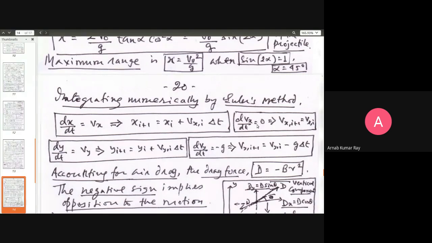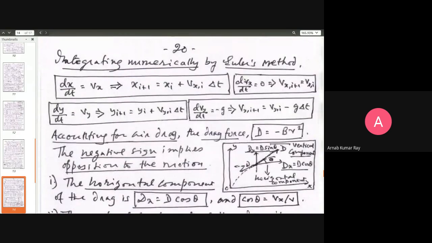dVx/dt is equal to 0 along the horizontal direction. If that is so, then your Euler prescription is a very simple one. Delta V is equal to 0 into delta t, isn't it so? 0 into delta t doesn't operate at all. Delta V is equal to 0. So basically, Vx(i+1) is equal to Vx(i). You have the ith value that is also equal to the (i+1)th value. This is a very simple prescription. What about the next thing? dVx/dt is equal to 0, therefore dx/dt is a constant velocity, Vx. This Euler, I hope you're following.